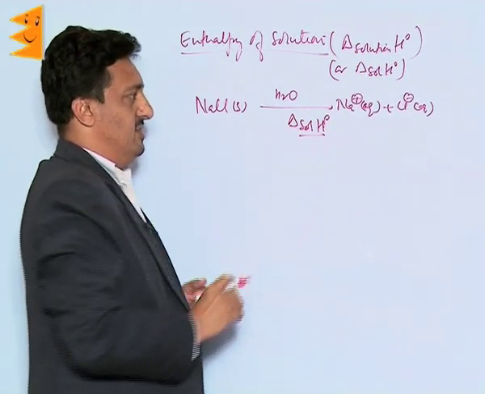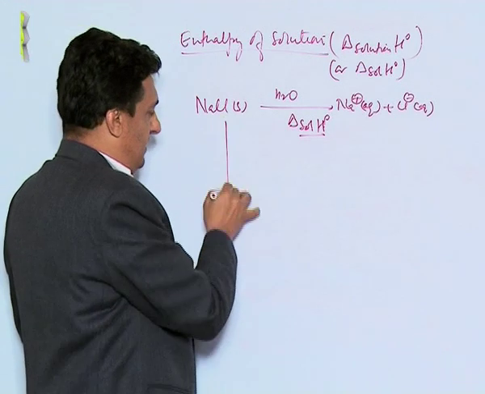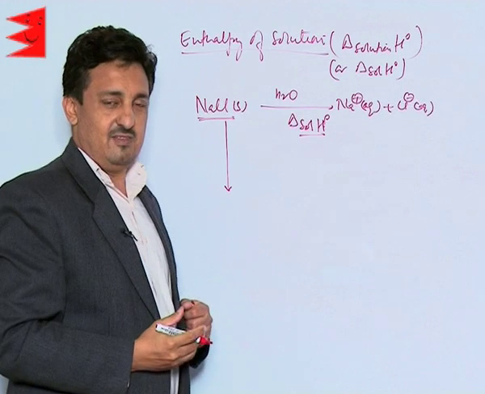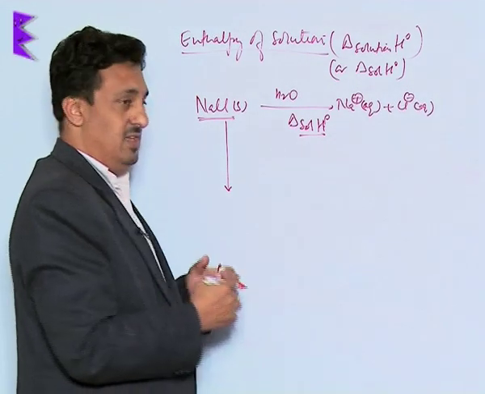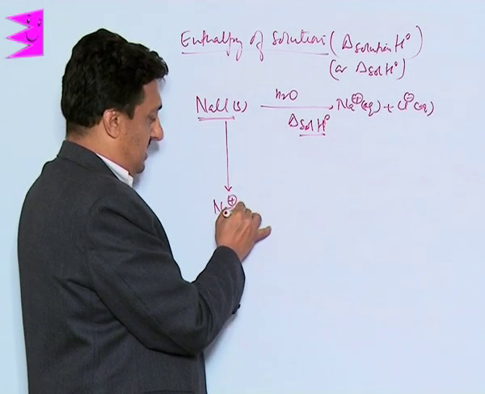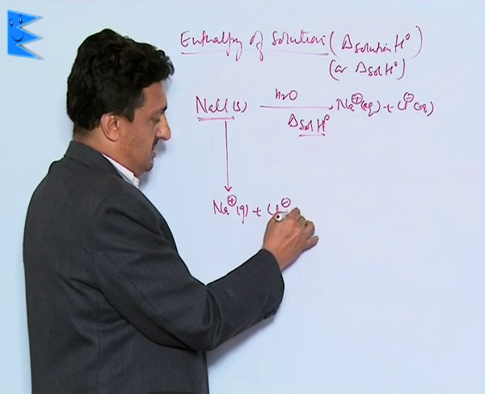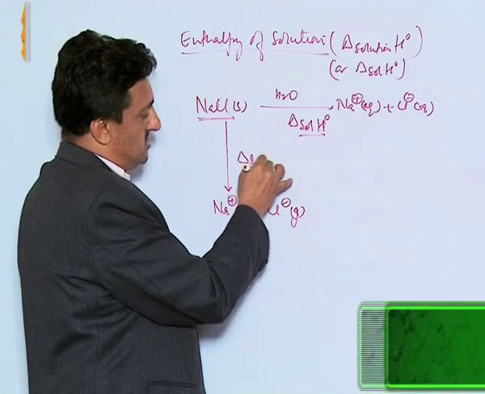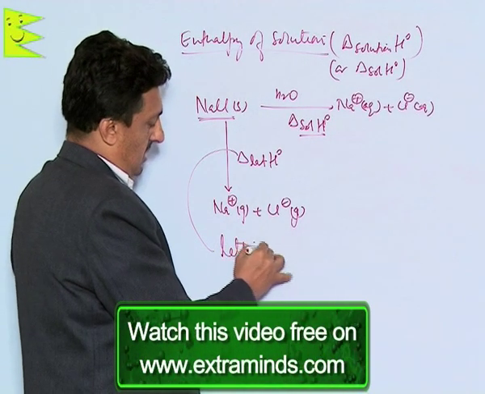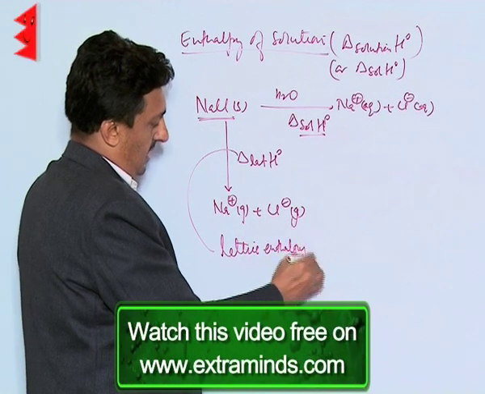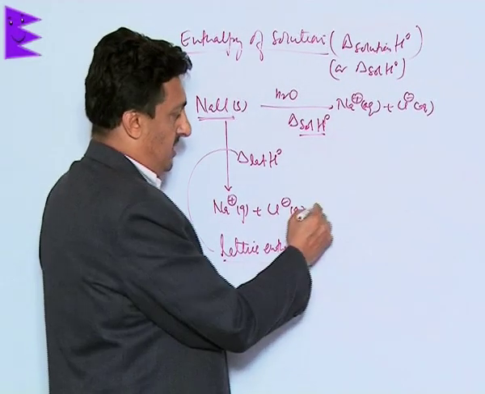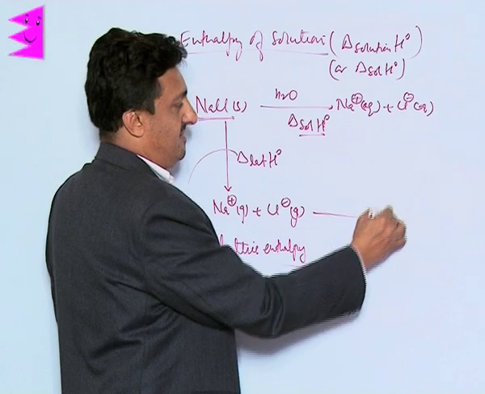Now in this process, 2 steps are involved. The first is that the crystal lattice of these ionic solids is broken down into the individual ions. In this case, what we get is Na+ gas and Cl- gas. The energy involved in this is called lattice enthalpy.